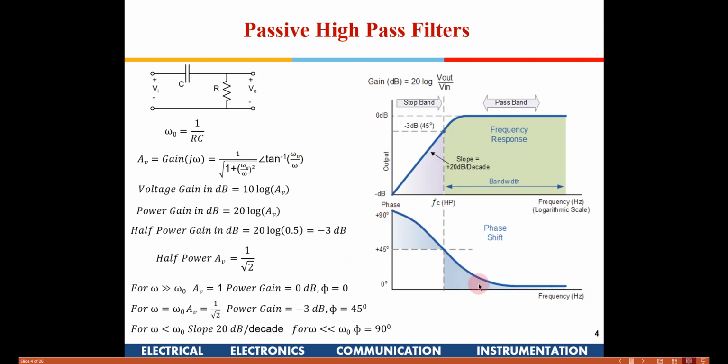What is this phase angle? That is the voltage available here with respect to this voltage. This is the phase angle of the output voltage with respect to the input voltage. Is it clear how this phase angle has been drawn and how this curve has been drawn? Yeah, Gagan?